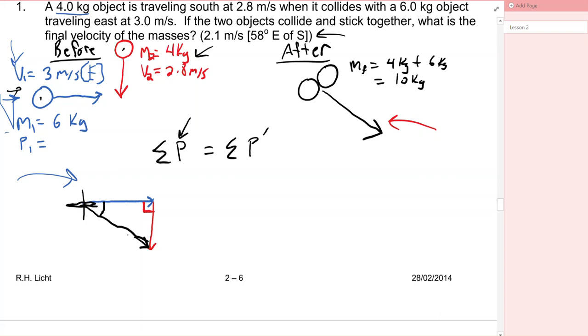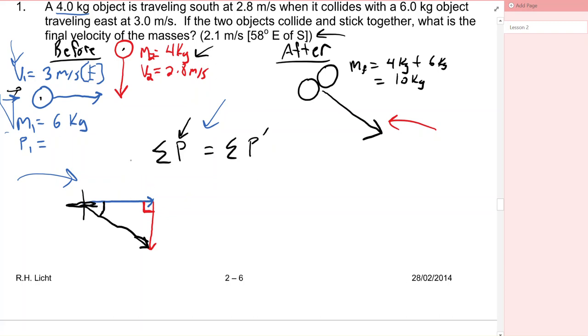You can't use velocities, this wouldn't be true, because it's not the sum of the velocities before equals the sum of the velocities after. Sum of momentums equals sum of the momentums after. So we've got to figure out the momentum of the blue one first, and then the red one, right? And then those are going to be what goes on for my arrows there.